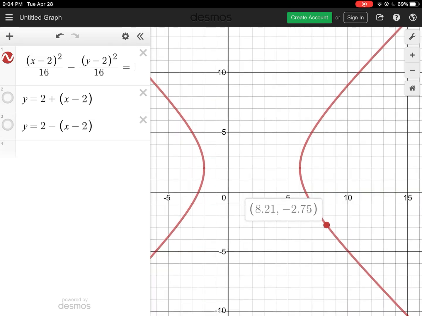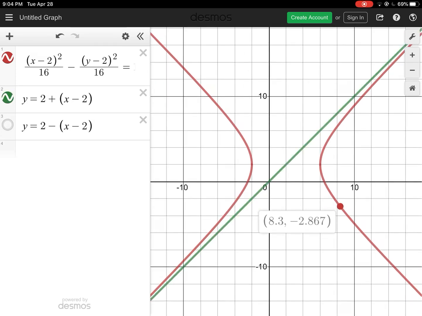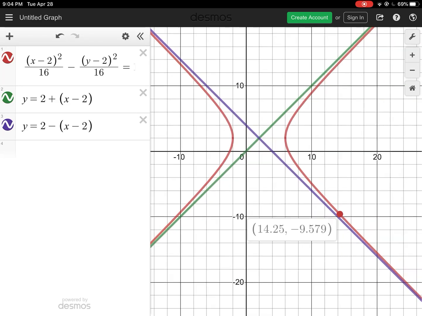Okay, that's all I wanted to show you on Desmos for now. One other quick thing. So here are the two asymptotes here and there. And you can see they never actually cross, they just approach it.